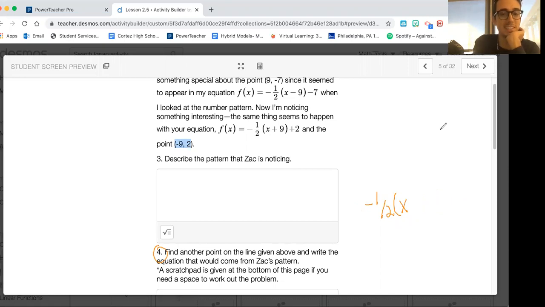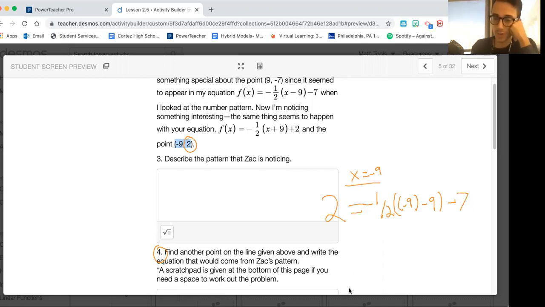I wrote that wrong. All right, instead of x, I'm putting -9. Good eye if you saw it. And then I'm subtracting 9. And then I'm deducting 7. And then what do you think this should equal? Again, we're claiming if x equals -9, what do you think the outcome is going to be? Hopefully you're saying 2. Let's try it.